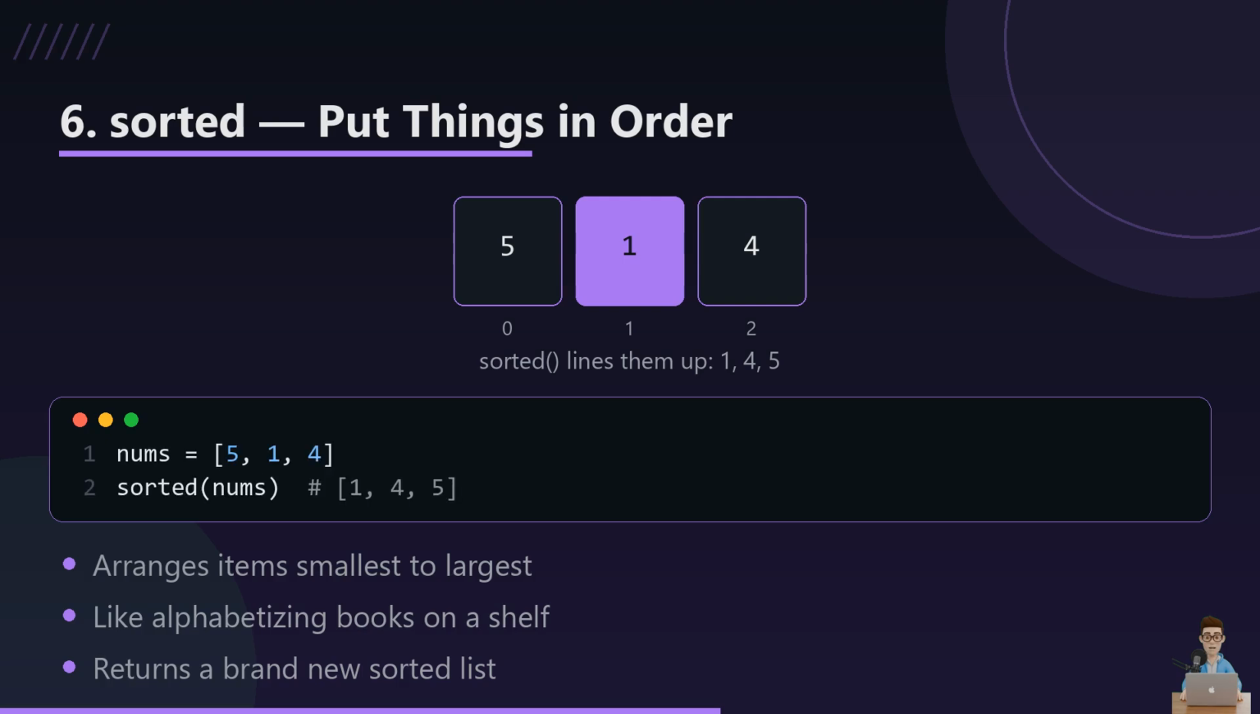Sorted is like alphabetizing books on a shelf. Everything ends up in a clean order. You hand it a messy list, 5, 1, 4, and it hands back 1, 4, 5. Notice it does not change your original list. It gives you a fresh sorted copy. In short, sorted organizes without touching the original.